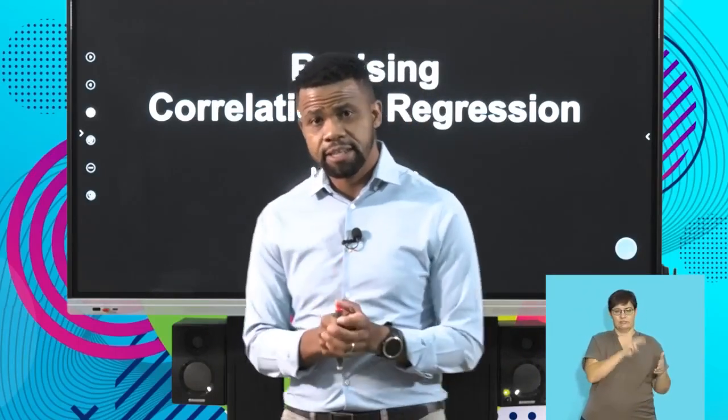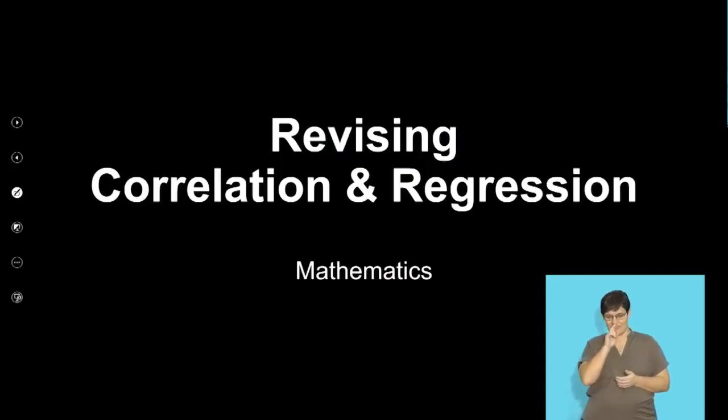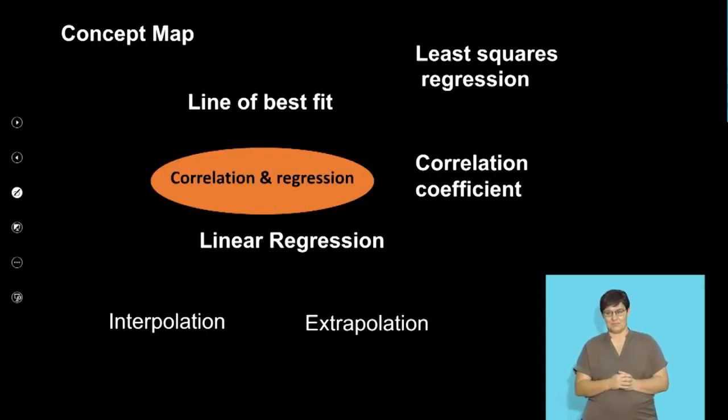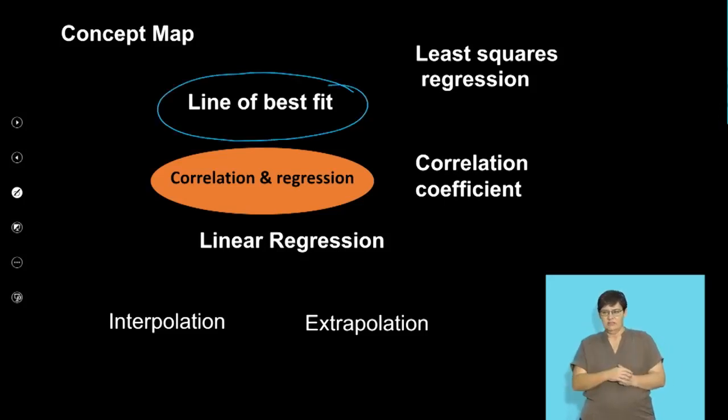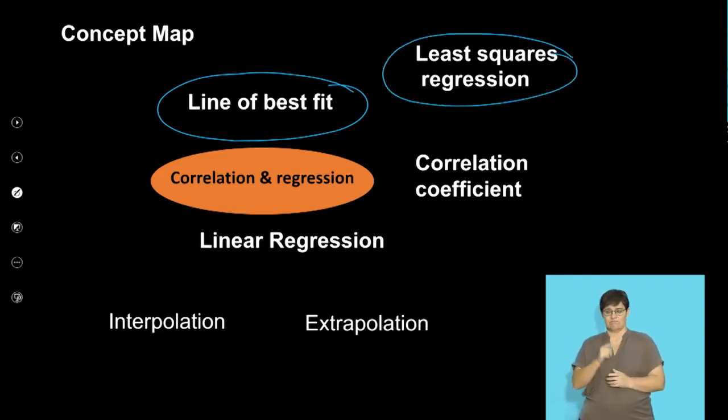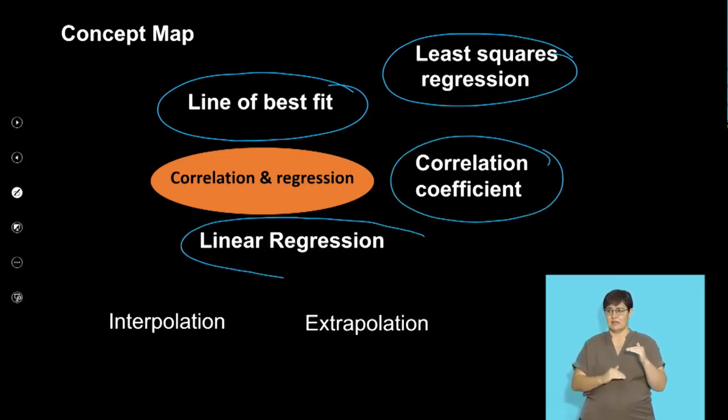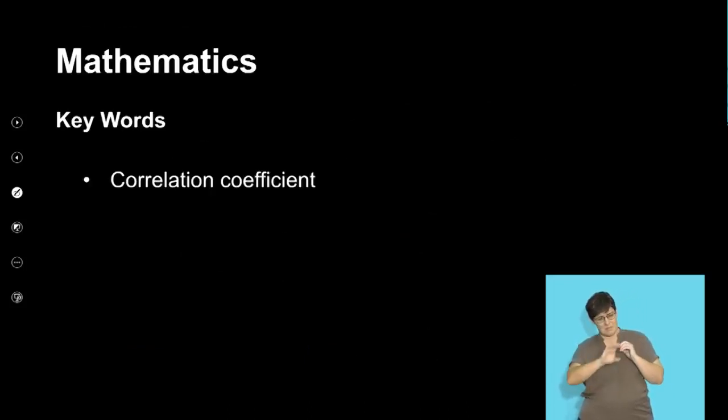Okay, fantastic. Let's see what we have. So, under correlation, we know there's a line of best fit. The line of best fit and the least square regression, then correlation, linear regression, and interpolation and extrapolation. Very important. I would like us to look at some of the terminology, the keywords.